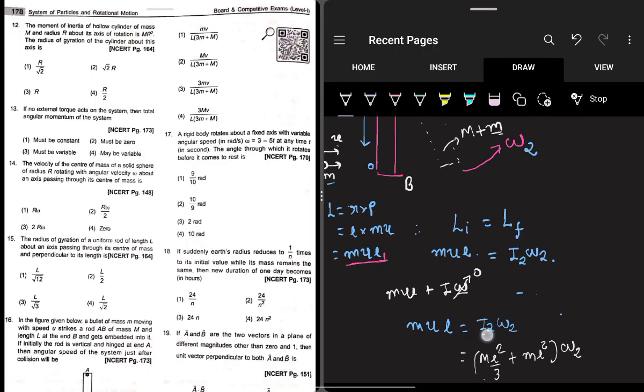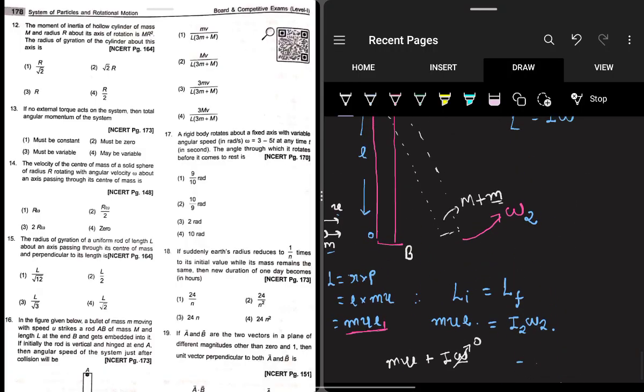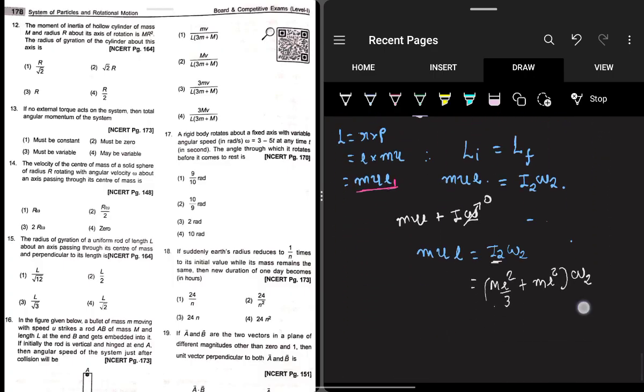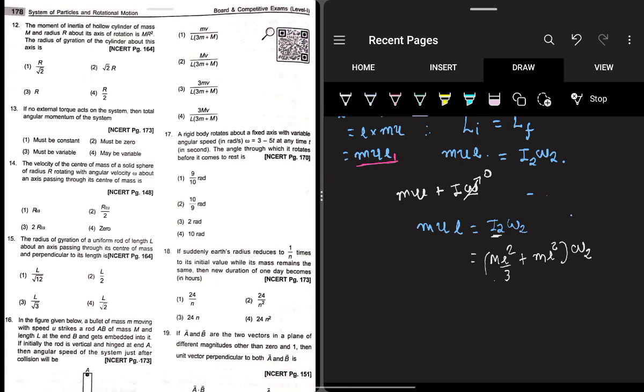What would the moment of inertia I2 be? The rod is rotating about the hinged point. The moment of inertia about this point is ML square by 3 for the rod, right? And we need to add this bullet's moment of inertia also. That will be small m L square. That is what we did here.